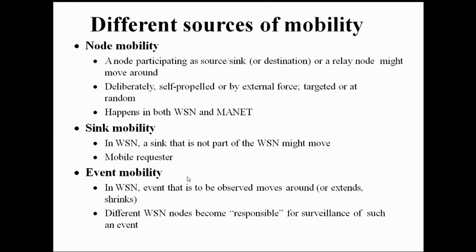And event mobility means sometimes the event itself moves. For example, if I want to detect animal movement in a particular forest, the animal will be moving from one location to another. With the help of this event mobility, I can perform tracking applications. That is another important mobility which occurs in wireless sensor networks.